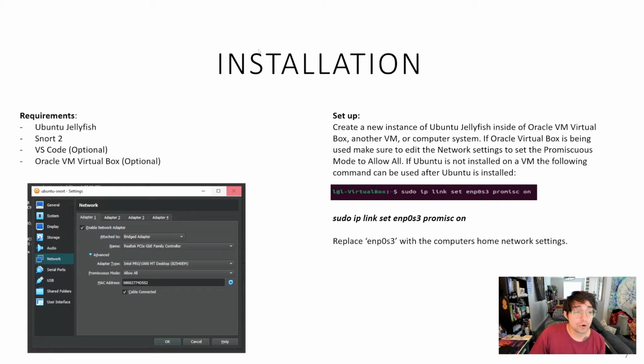So the initial requirements that we are going to need are Ubuntu and Oracle VM if you want to set this up on your computer. And once we get Ubuntu installed through the VM, we're going to install VS Code and Snort. If you want to set up Ubuntu Jellyfish on your Raspberry Pi, during your setup you also want to run this command on your Raspberry Pi setup.